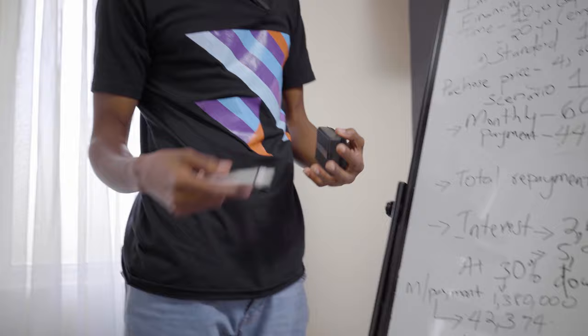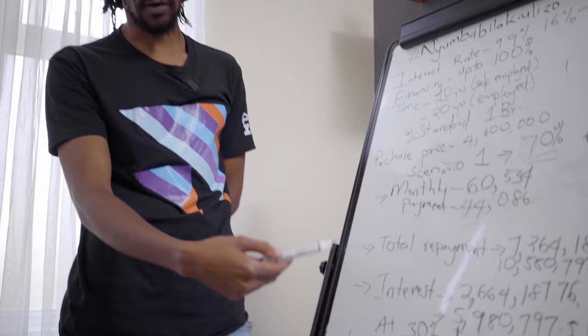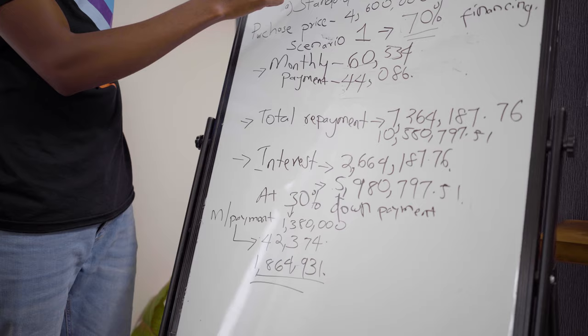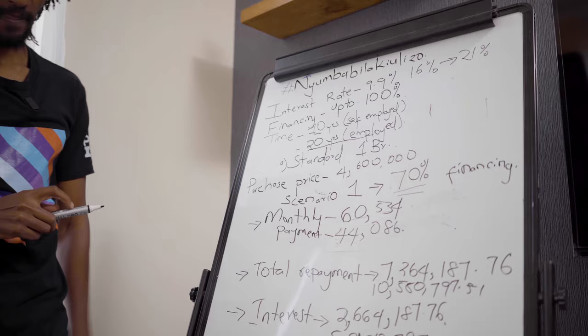Also, the monthly payment is more manageable than the 60 for a lot of people. And like I've said, with the option of renting it as furnished or unfurnished, it will pay for itself. So the same scenario, but now let's do it for an employed guy, at 20 years, with the same 30% down payment.